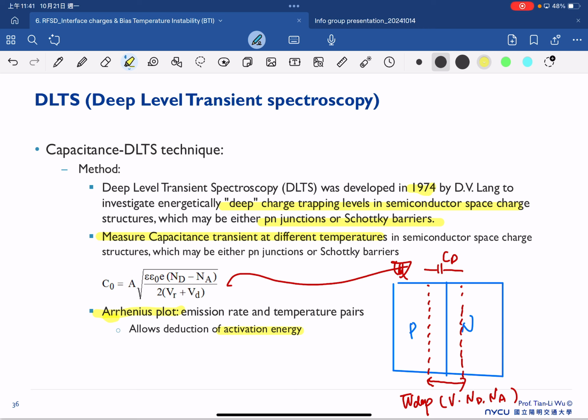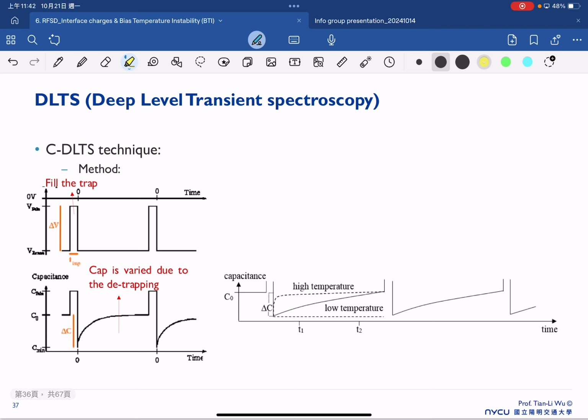So here's what I mean. If you want to do the capacitance DLTS measurement, this is a typical waveform that we have to consider. The first stage is what we call the fill trap.